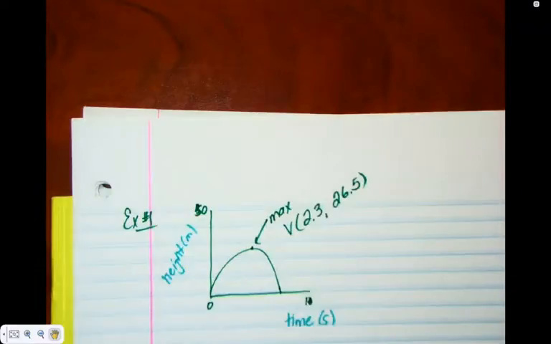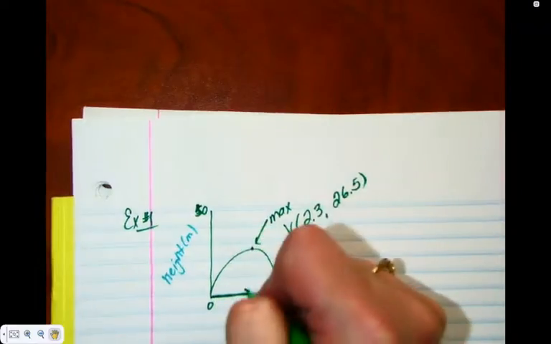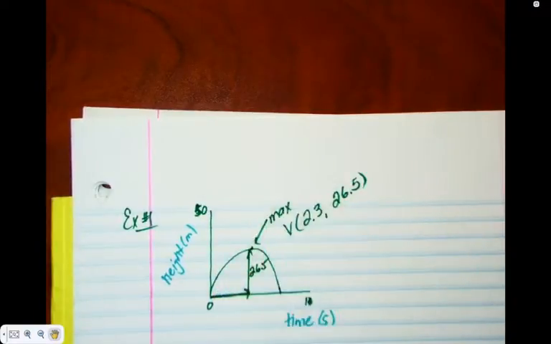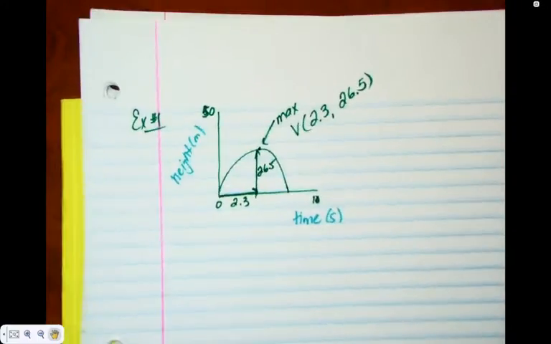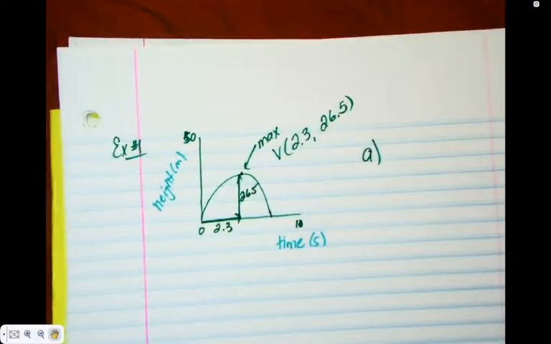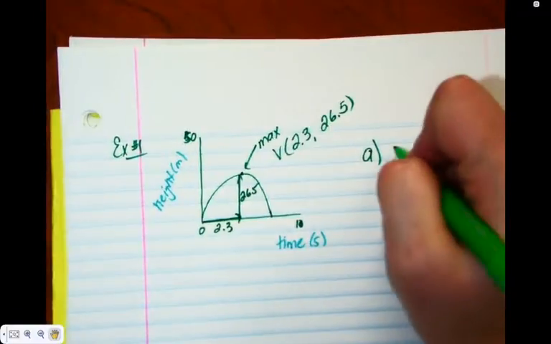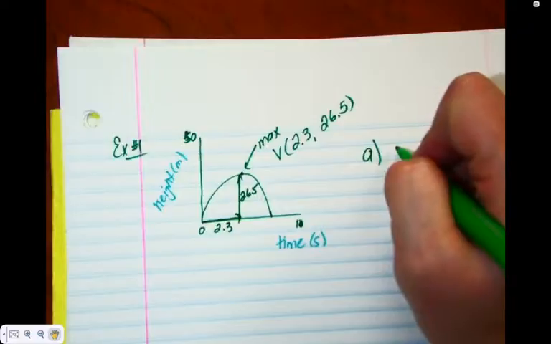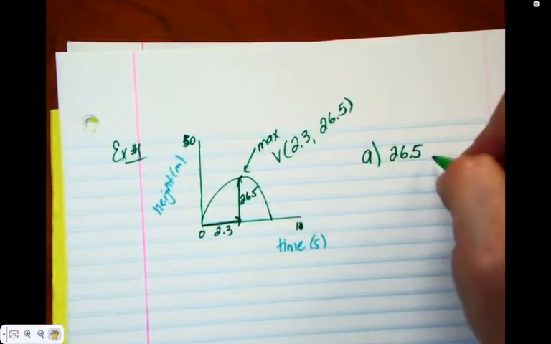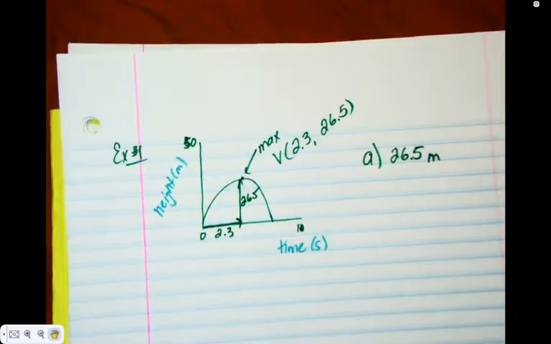So in terms of our ball, what they have told us is that the maximum height is 26.5, and the x-coordinate at that point is 2.3. That's what it's given us, both the x and the y. So part A, picking it right off the vertex, what's the maximum height this ball reaches? 26.5, give me some units. Meters. That's really high for a ball.